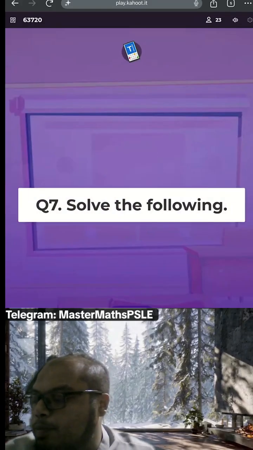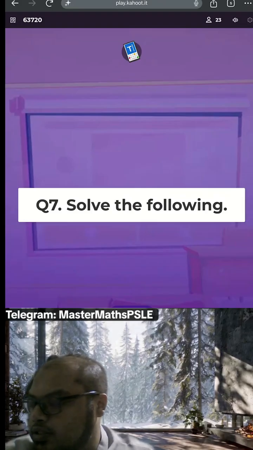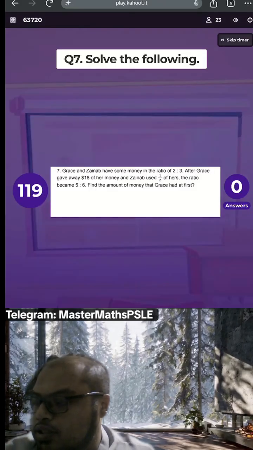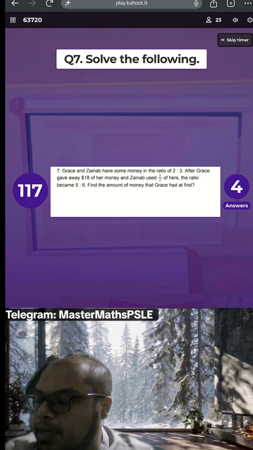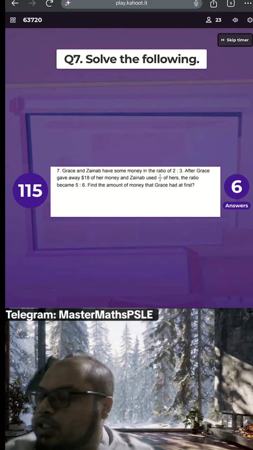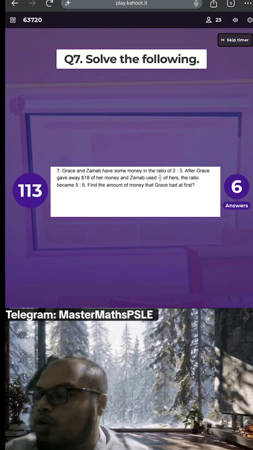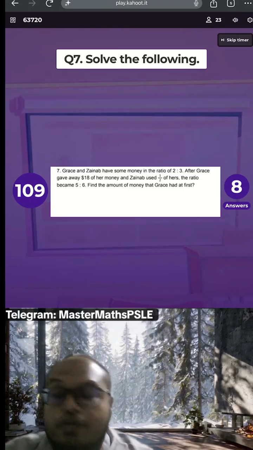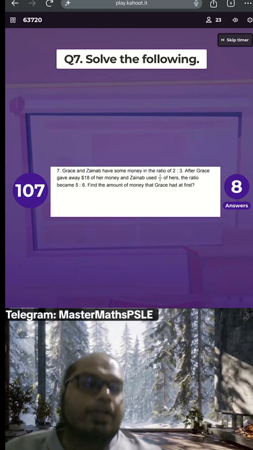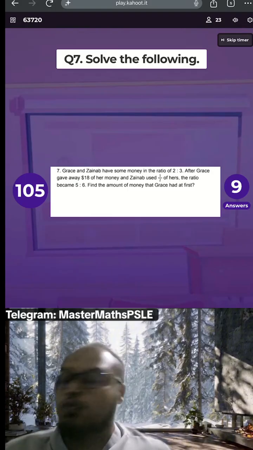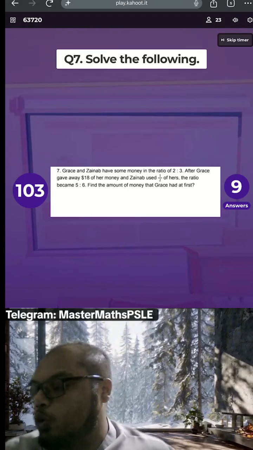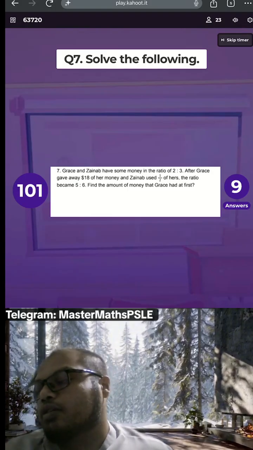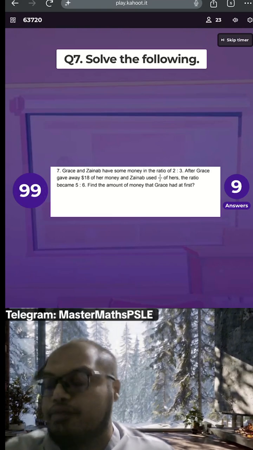Okay, another double point question. Grace and Zainab have some money in the ratio of 2:3. Again, Grace gave away $18 of her money and Zainab used half of hers. So there's a bit of changes to both. And the ratio became 5:6. Find the amount of money that Grace had at first.